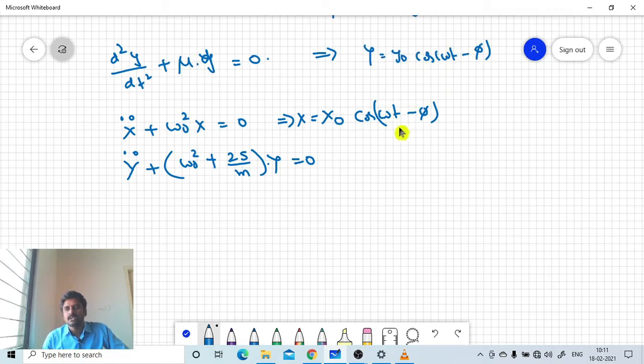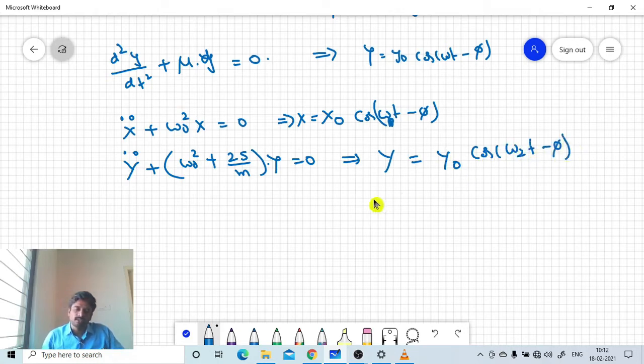This is the solution. Here omega naught square is there, so here I am taking this one as omega 1. The solution is equation number 1, I am taking omega 1. If you solve this equation we will reach the solution of capital Y is equal to y naught into cos of omega 2t minus pi. This is the solution we will reach.